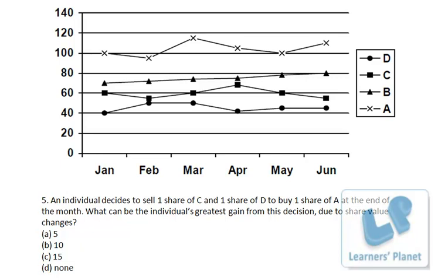An individual decides to sell one share of C and one share of D to buy one share of A. The similar question: at the end of the month, what can be the greatest gain? In the previous question we were supposed to find out the greatest loss. Now we have to find out the greatest gain. So greatest gain, that means minimum value of A, and maximum of C plus D.